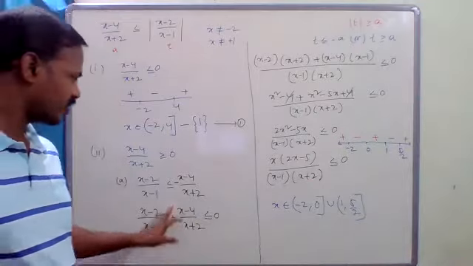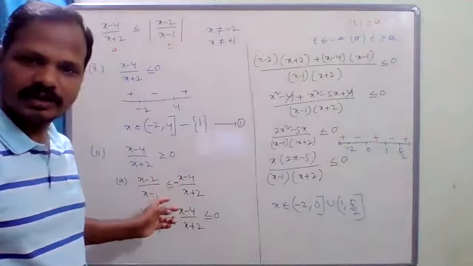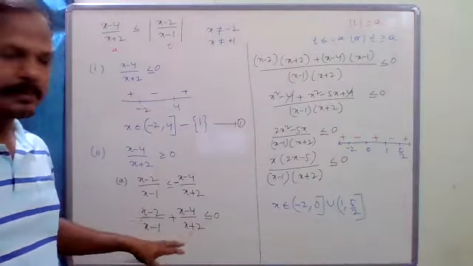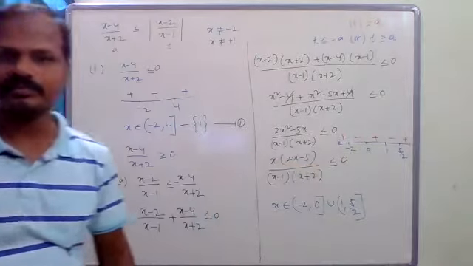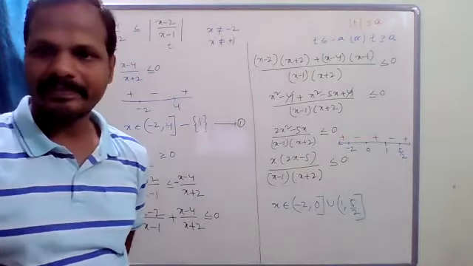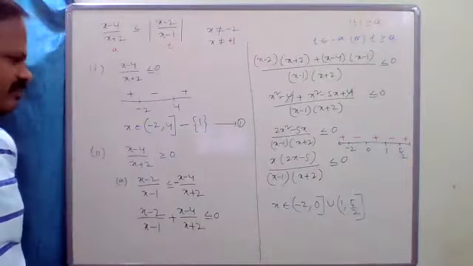While solving rational inequalities, you should not cross multiply. You have to take that expression to the left side, LCM and simplify, then apply the wavy curve method. Is it clear?